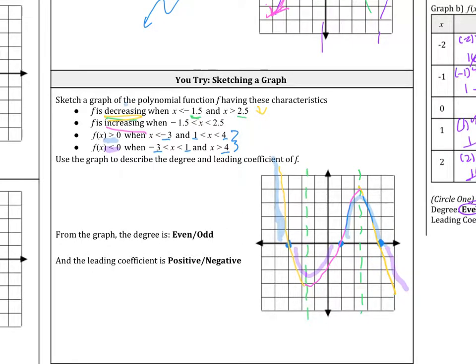So now the degree of this is odd again. And then the leading coefficient, because it's going down on the right, up on the left, it is negative.